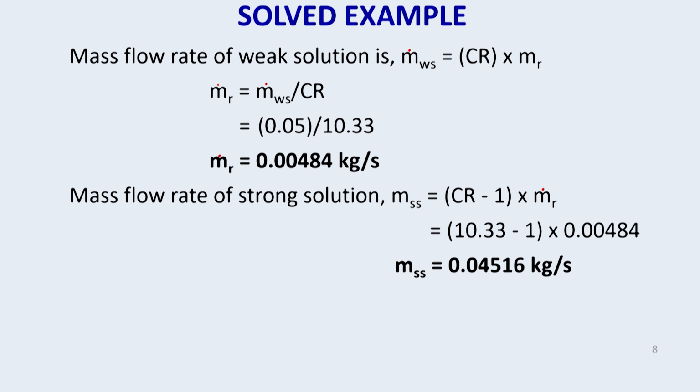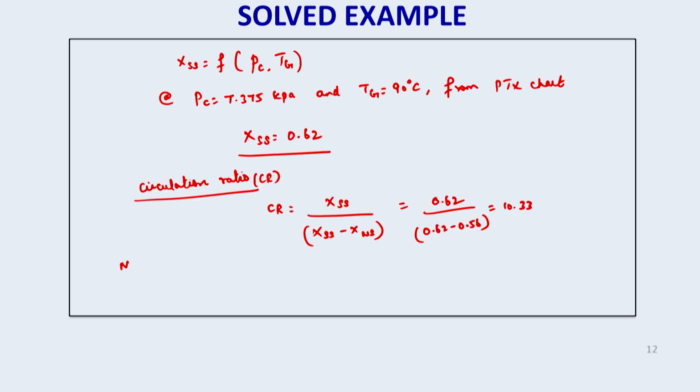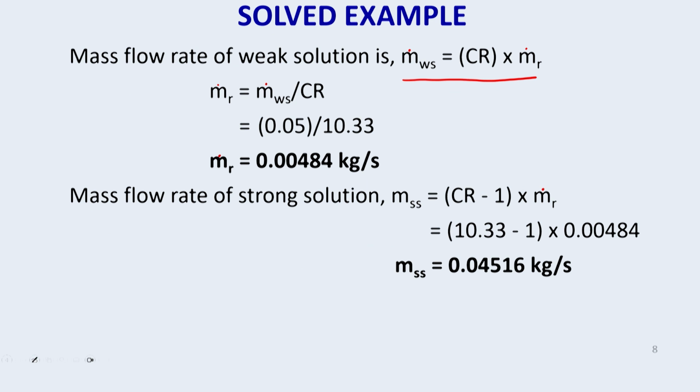The mass flow rate of the weak solution can be determined using this formula: m dot ws, the mass flow rate of the weak solution, is equal to the circulation ratio multiplied by m dot r. Using this we can find the mass flow rate of the refrigerant. This is the standard formula. The weak solution flow is given in the question, and the circulation ratio we have calculated, so we can find m dot r.